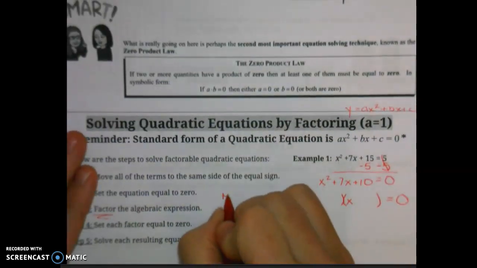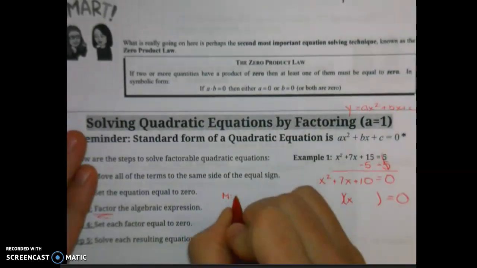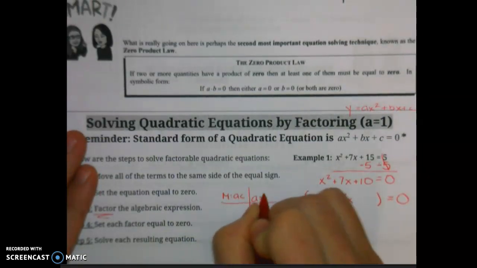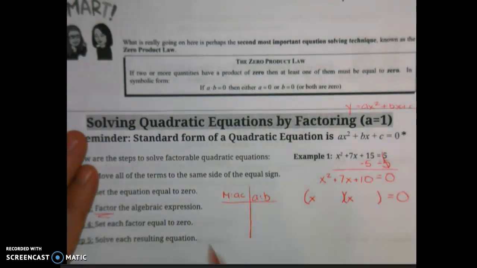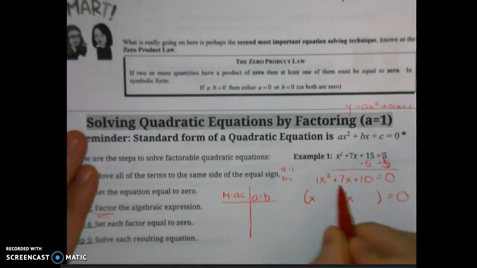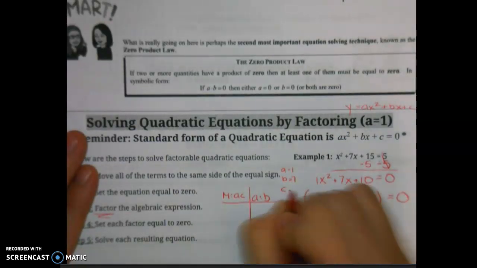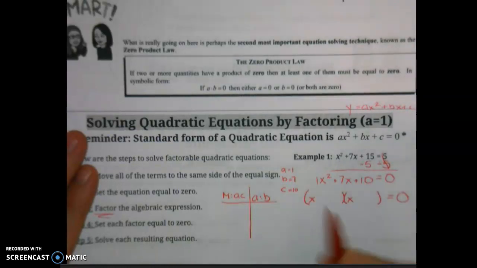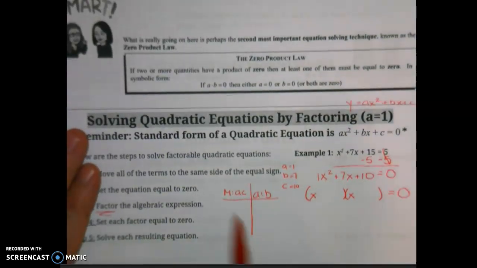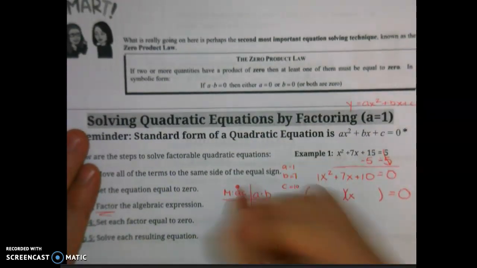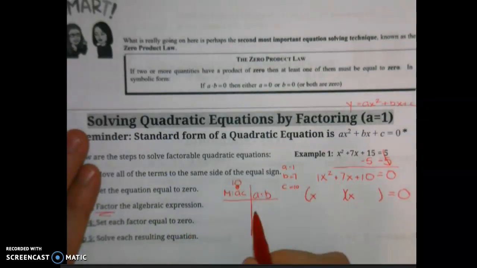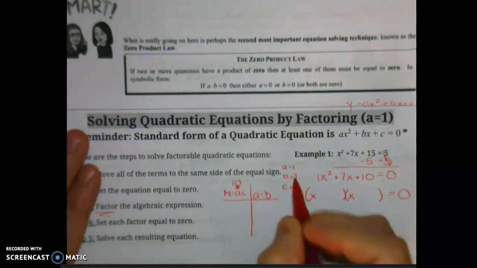You're looking for two numbers that multiply to a times c that add to b. Well, let's look at our trinomial. A is 1, b is the number here, so 7, and c is 10. So you're taking those numbers in front, a, b, and c. So we're looking for two numbers that multiply to a times c, 1 times 10 is 10, and add to b, so add to 7.